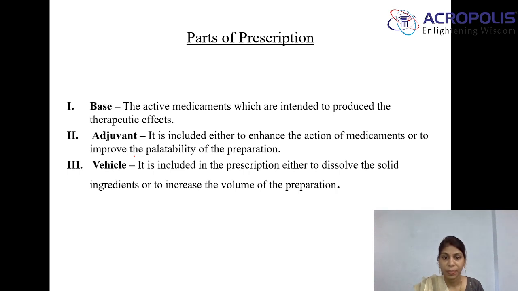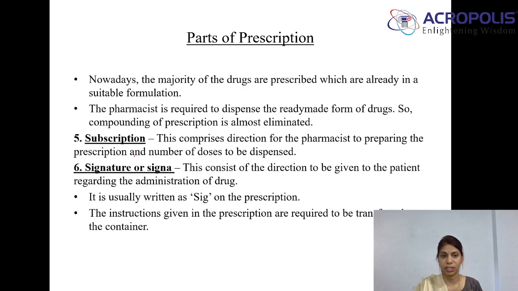First, base: the active medicaments which are intended to produce the therapeutic effect are called the base. For example, paracetamol and chloroquine, these drugs are used for a specific disease. Second is adjuvant. This is included either to enhance the action of the medicament or to improve the palatability of the preparation. Last part is vehicle. It is included in the prescription either to dissolve the solid ingredients or to increase the volume of the preparation.